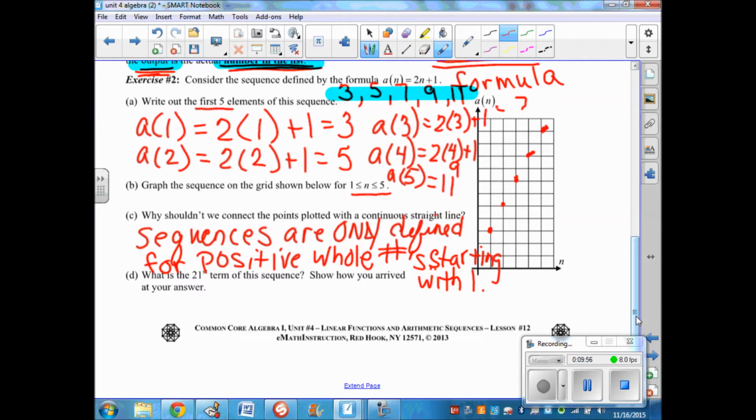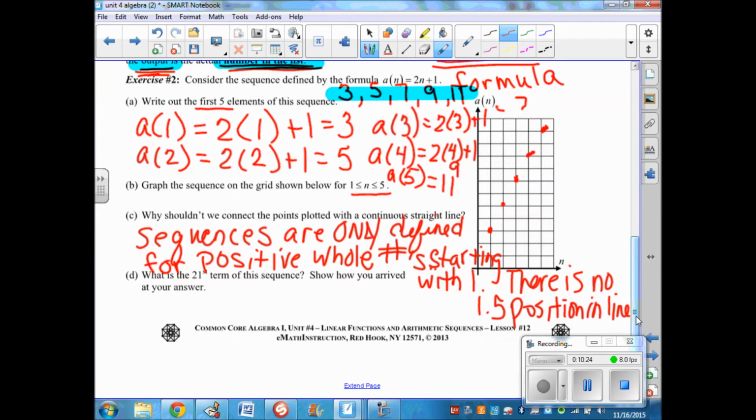So I write that down. There is no 1.5. That's just my example, or 2.5 or 3.6 position in line. Remember that input is our position, our spot in line.